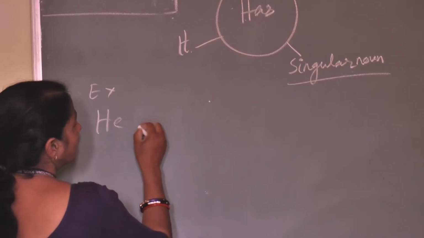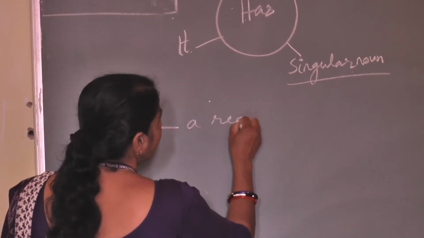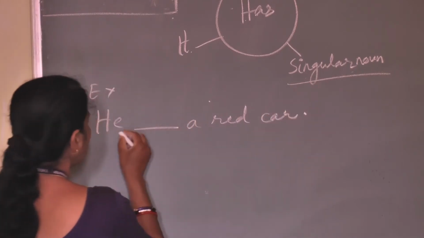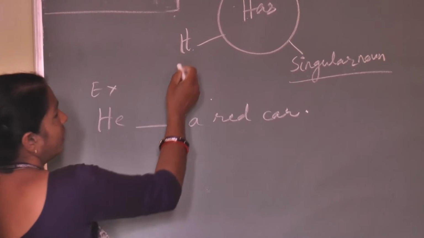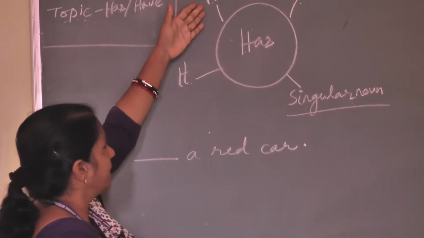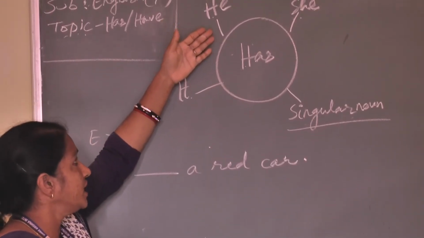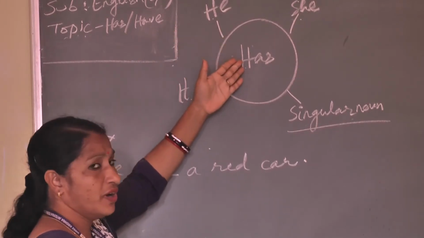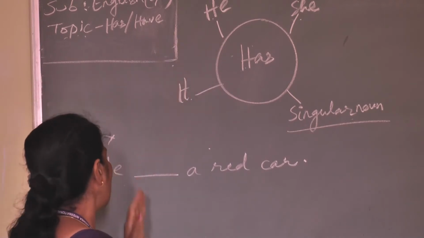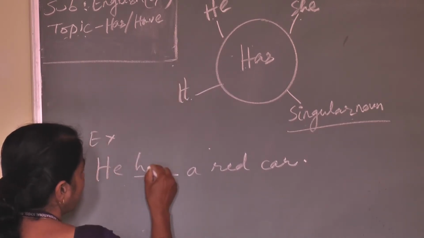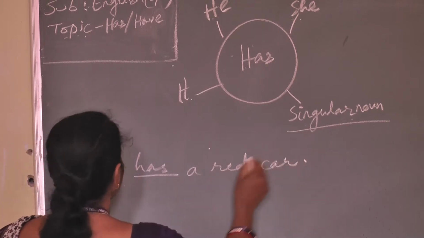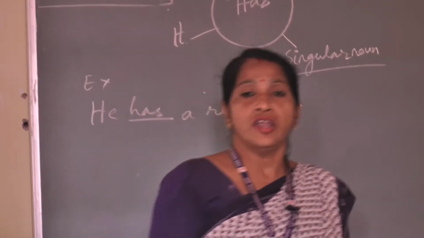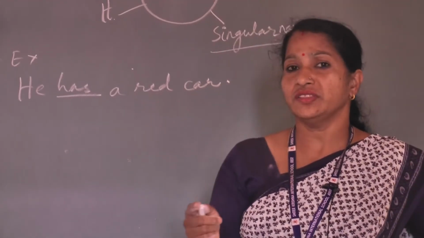He dash a red car. See here, children, he, what is here? Yes, he. What are we using here? He has. We are using has for he. So, we have to use has. He has a red car. Repeat after me, he has a red car. Children, it is very important to repeat the sentence after filling in the blanks.